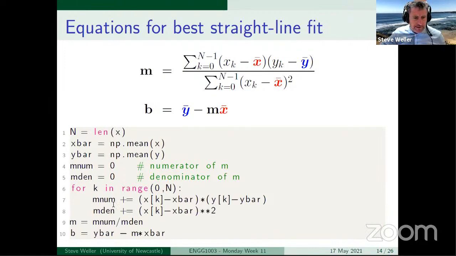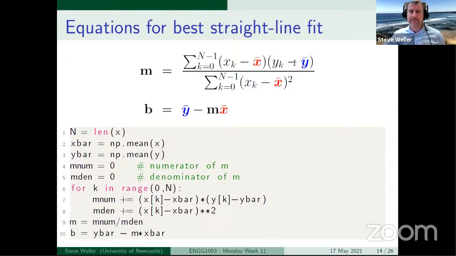If we look at lines 7 and 8 of the code, which is really the heart of these computations, we can see the numerator is the running sum of the product of two terms, one of which is xk minus x bar. It's about as close as you can get between mathematics and Python. Here's xk minus x bar written in Python form, highlighted on line 7. Here's xk minus x bar in mathematical notation. And that's multiplied by yk minus y bar. And here we have yk minus y bar in the numerator.